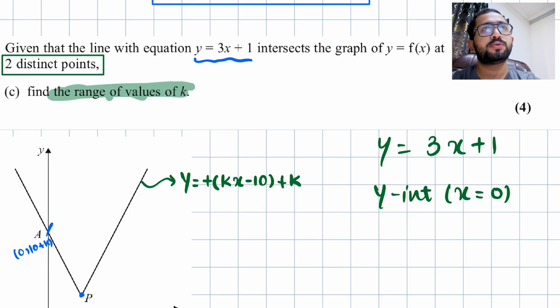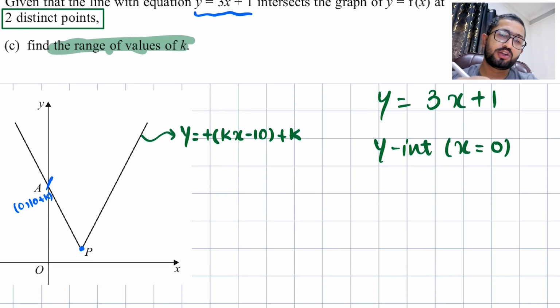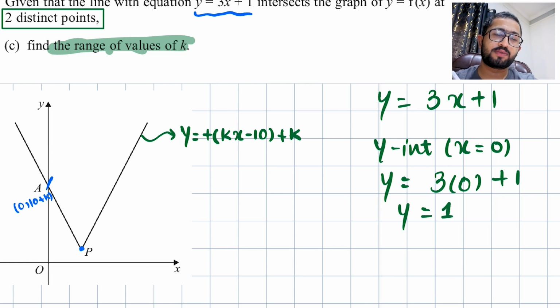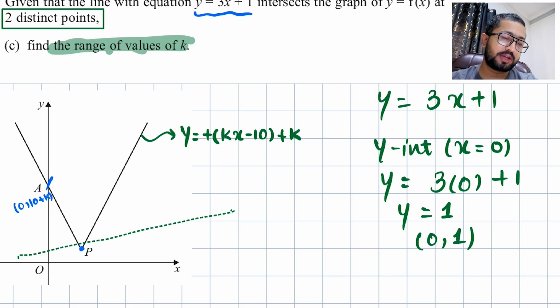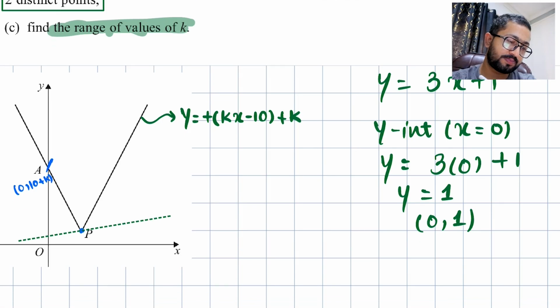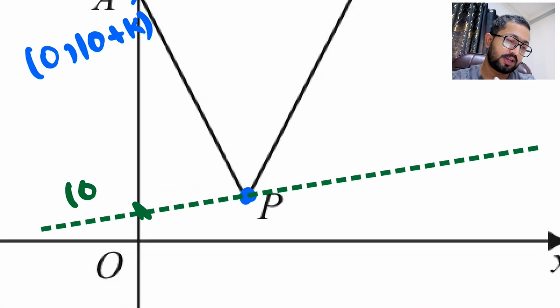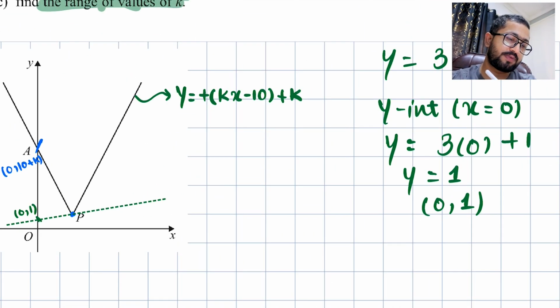What do you have to do? So let's make a graph firstly. Put x equal to 0, so y will become 1. The point is (0, 1). So the graph should pass through the y-axis at (0, 1). So I can make a graph of y equals 3x plus 1 like this.